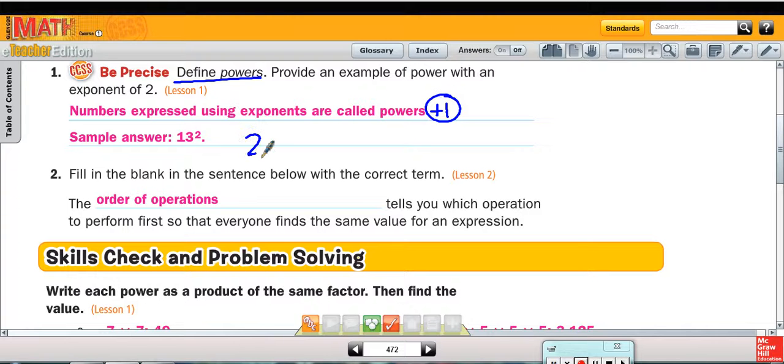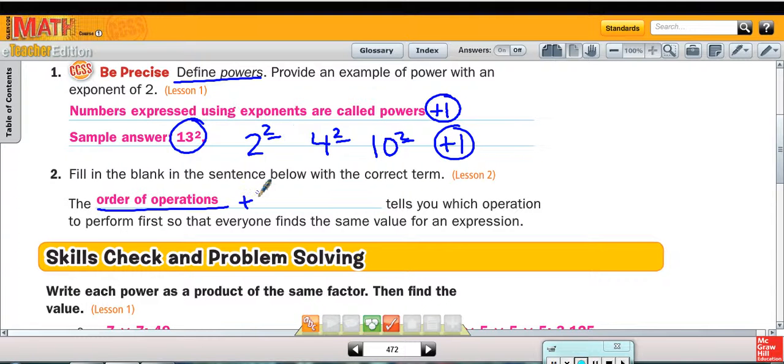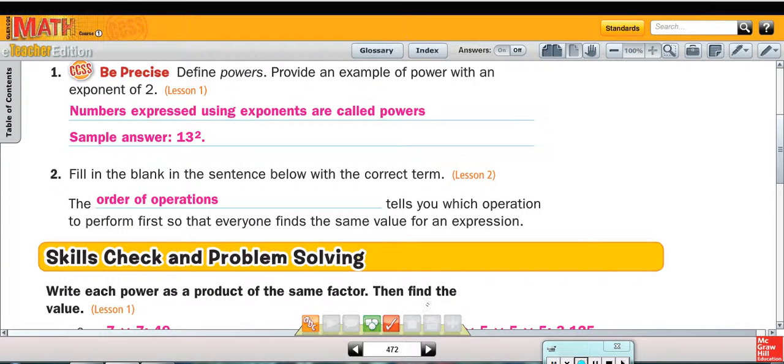So you could have 2 squared, you could have 4 squared, you could have 10 squared. Whatever you chose, they did 13 squared. As long as you have an exponent up above that is a 2, you get your point there. So 2 points for number 1. Number 2, you just had to fill in the blank. The blank tells you which operation to perform first, so that everyone finds the same value for an expression. That should be the order of operations. So a point for number 2. Then let's go down to our skill check.